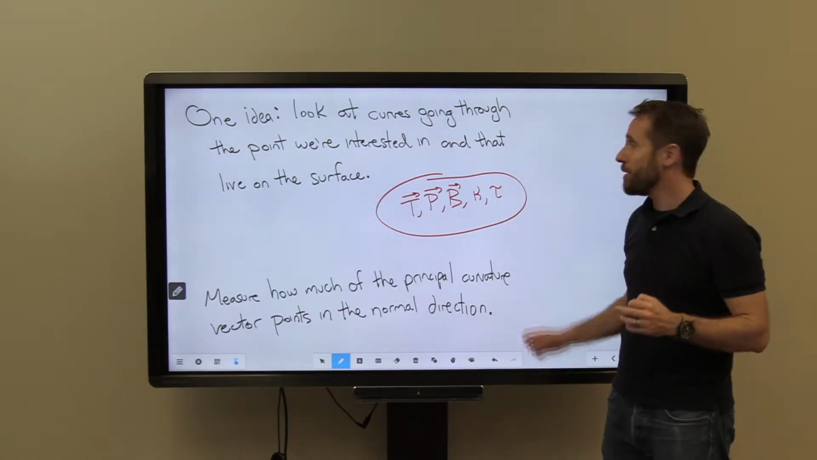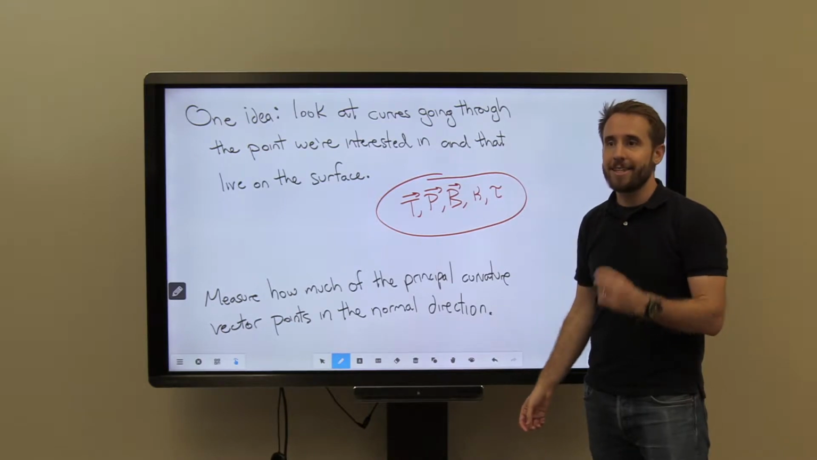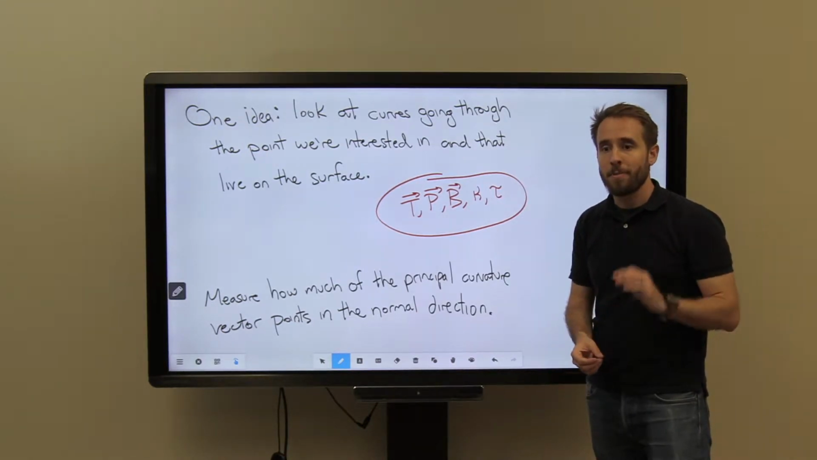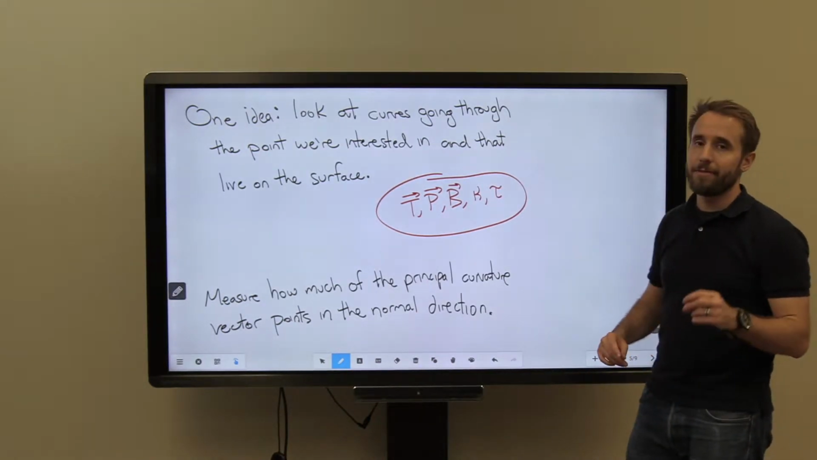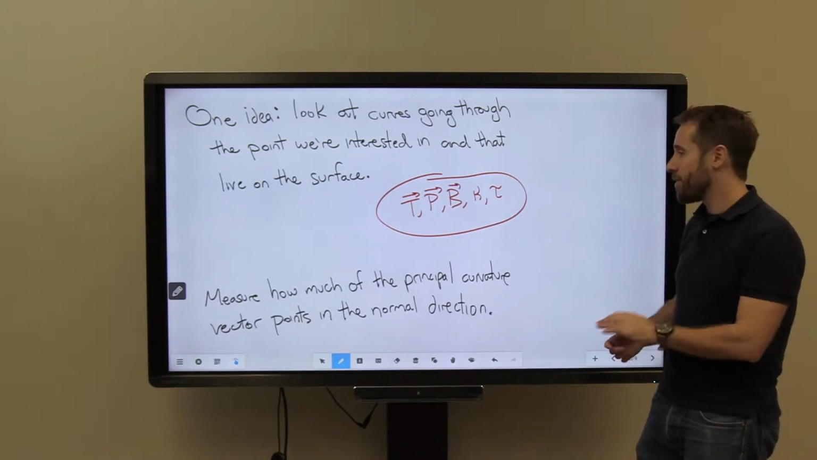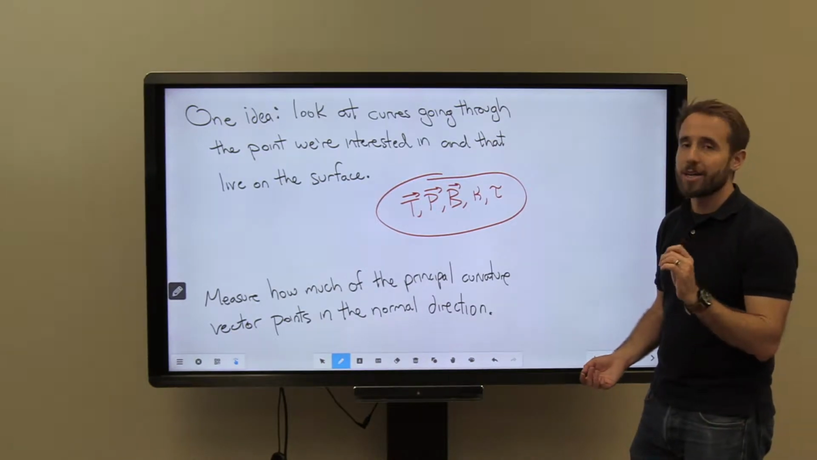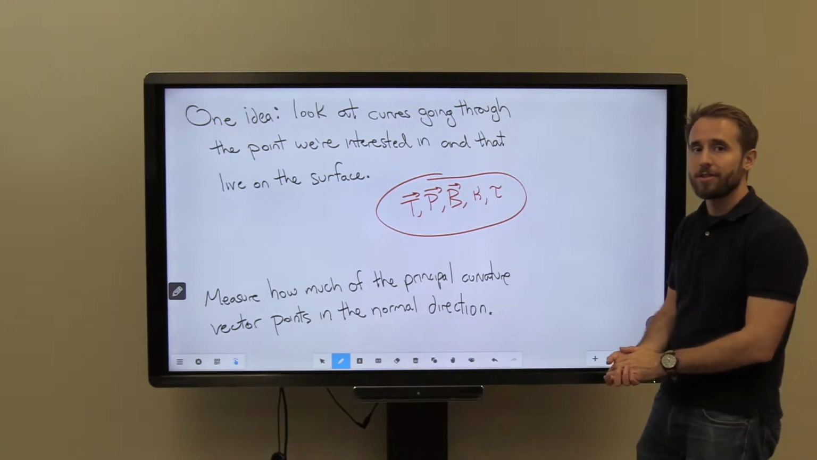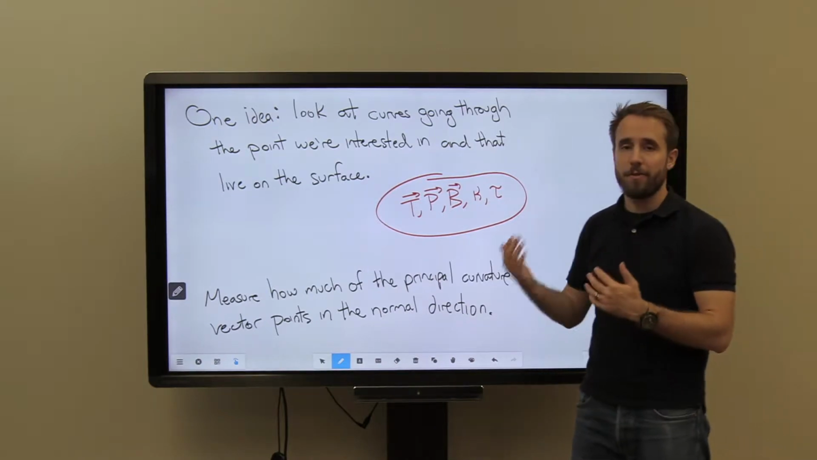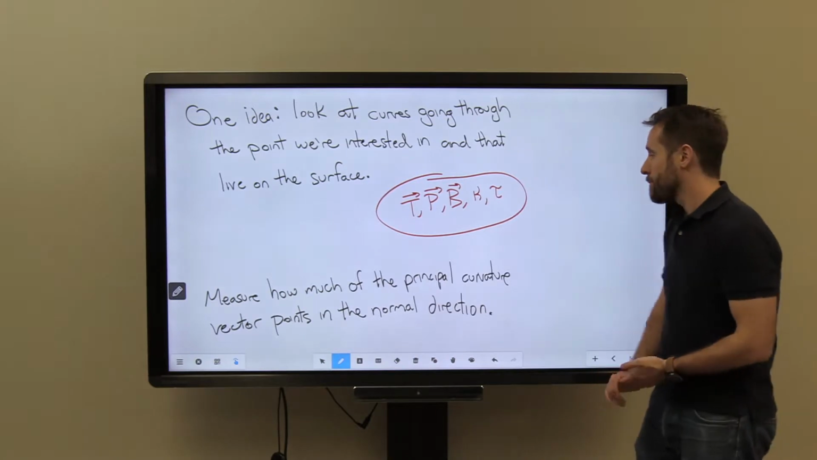So we have the capability of measuring all these different things about the curve, and then we're going to see what that tells us about the surface. And specifically, we're going to identify a vector, which we'll call the principal curvature vector, and we are going to see how much that vector points in the direction that is normal to the surface. So we're going to combine some of our theory that we've built up of curves with some of our theory that we've built up of surfaces.